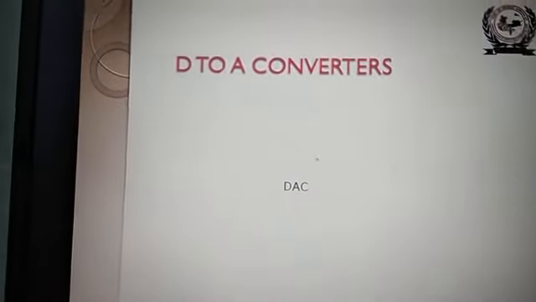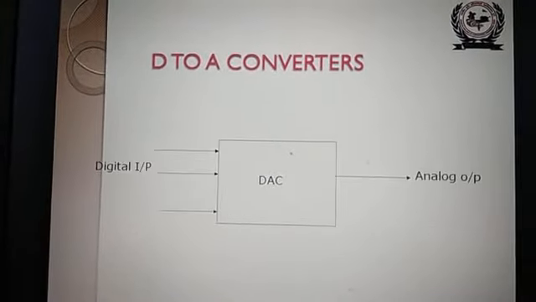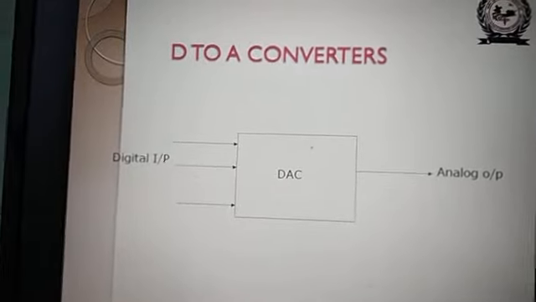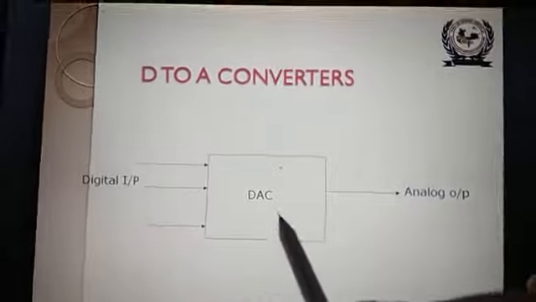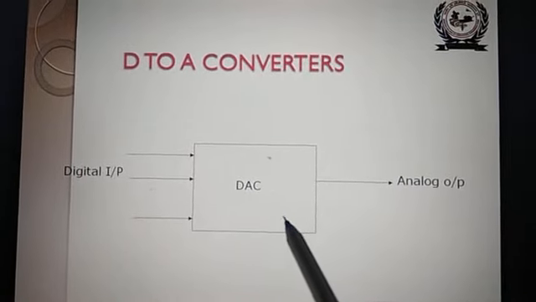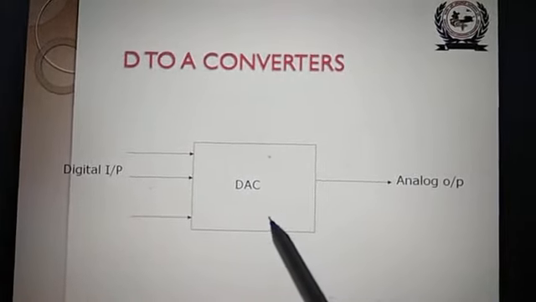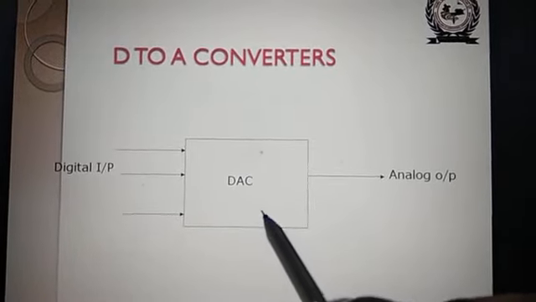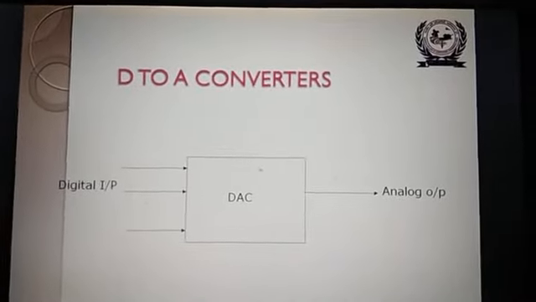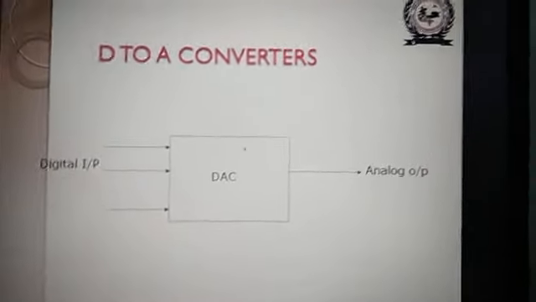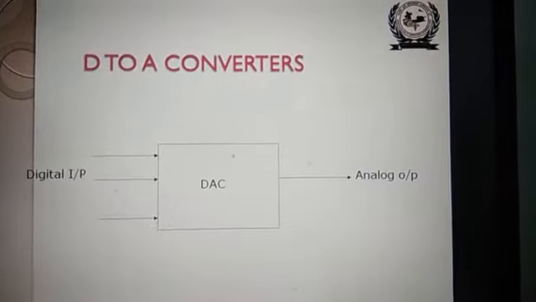This is DAC, digital to analog converters, D to A converters. Here you can see a simple block diagram is shown. Here we will apply the digital input. This is the digital to analog converter circuit. There are basically two types. We will see them. And here you will get the analog output. How this conversion takes place, we will see. And this is formed in terms of the IC.